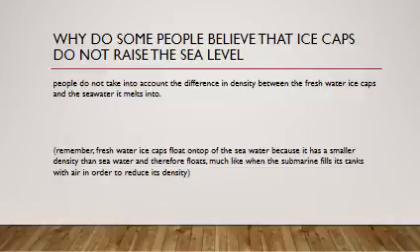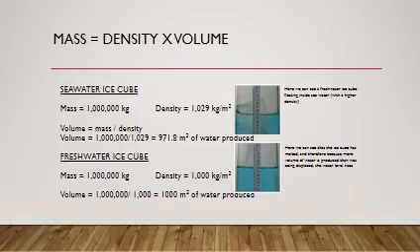This can be proven by looking back at our mass equation. So here we can see the equation mass equals density times volume. And to rearrange it to give us volume, we get volume equals mass over density. With this equation, we can find out how much volume an object, in our case an ice cube, has, providing we have the mass and density.